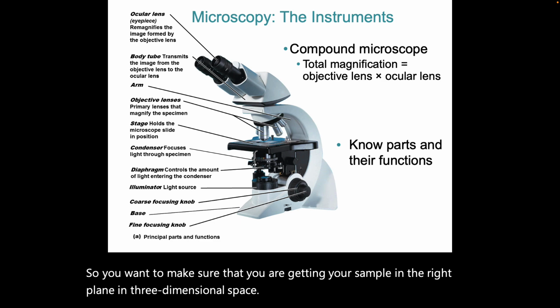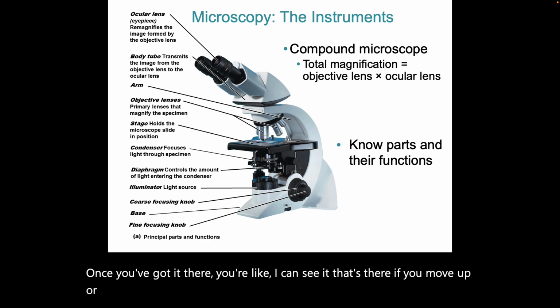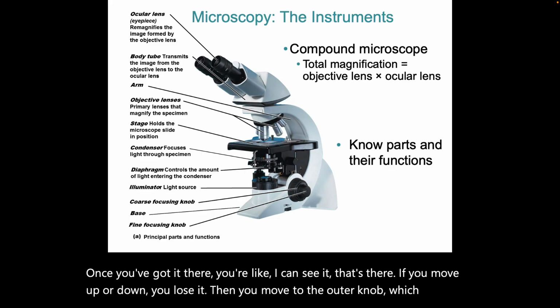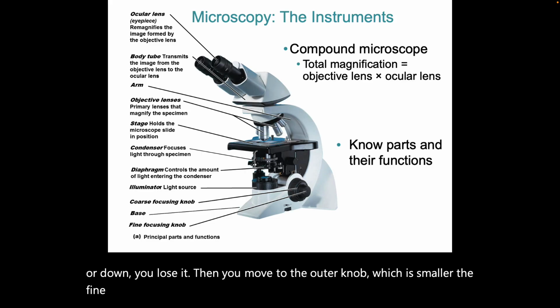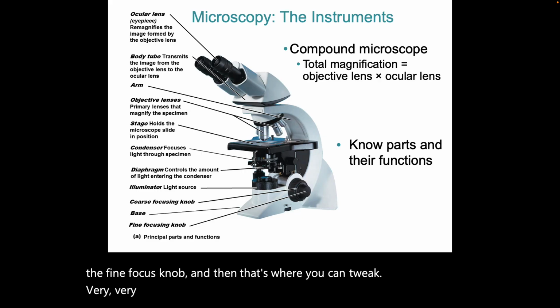Once you've got it there, you're like, I can see it, that's there. If you move up or down, you lose it. Then you move to the outer knob, which is smaller, the fine focus knob. And that's where you can tweak very, very subtle movements of the stage up and down in space to get it in focus for your eyes.